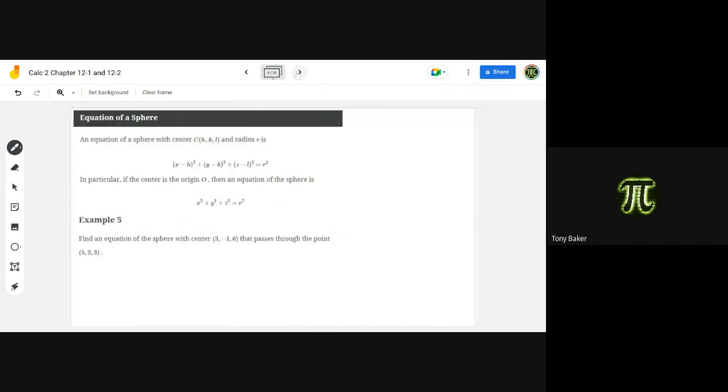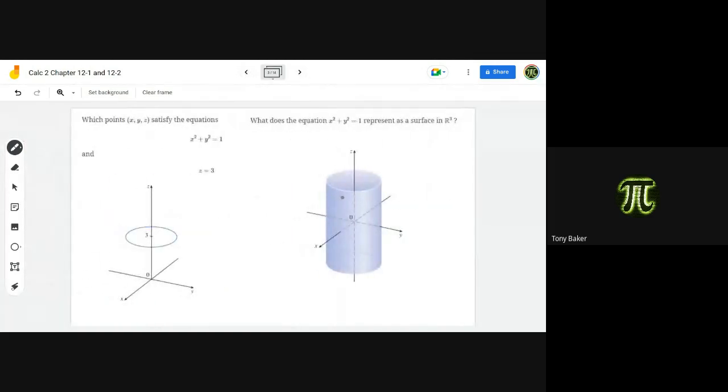If you were going to draw a sphere, it would be x squared plus y squared plus z squared equals 1. That would give you a sphere centered at 0. We're going to look at a little bit more of that in a second, but that's basically all there is with 3-dimensional space.